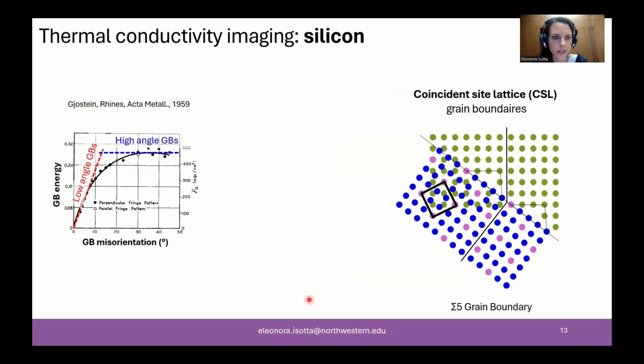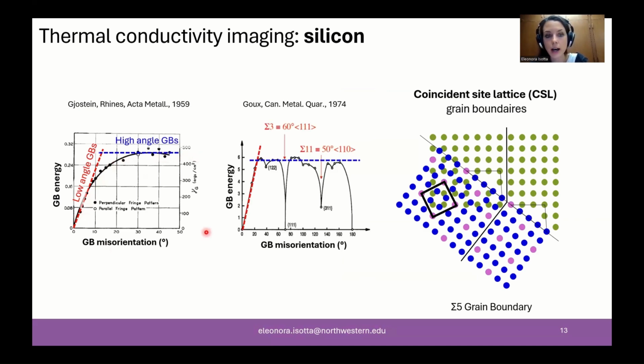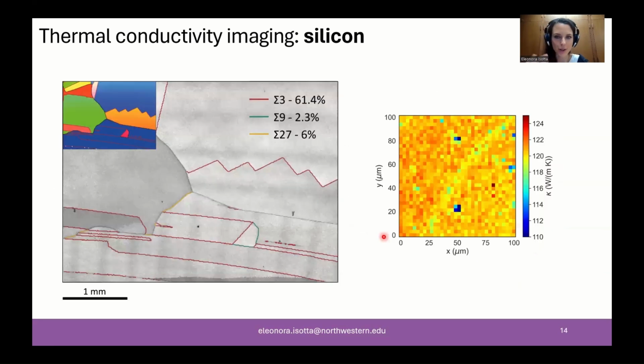What I told you earlier is that the grain boundary energy is known to increase with the grain boundary misorientation angle. And this is generally true. However, some grain boundaries, namely the coincident site lattice ones, are known to defy this trend, and their energy drops almost to 0 in some instances. So from this, we can already start having a clue of what was happening over here. The boundaries that we are probing are extremely low energy ones. That might start explaining why we see such a low thermal conductivity suppression.